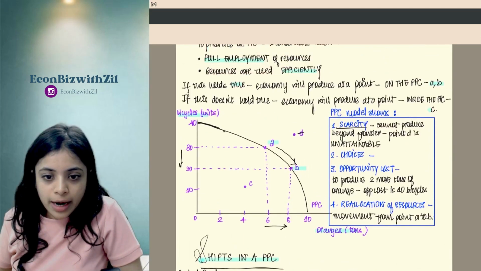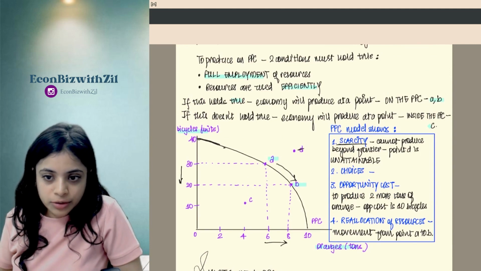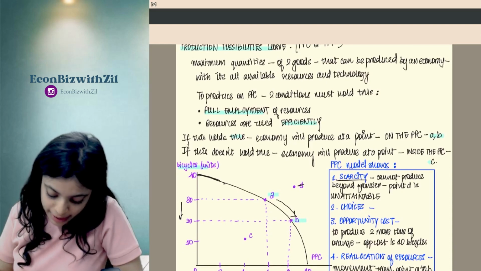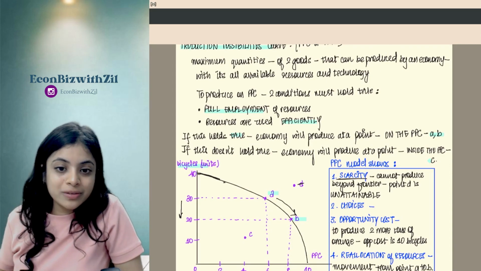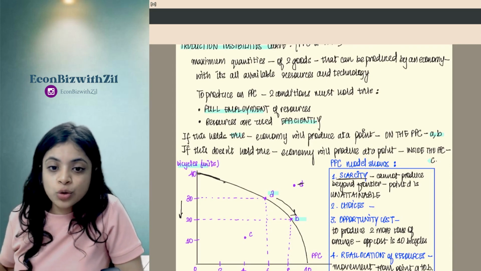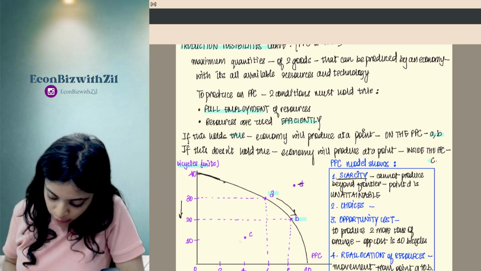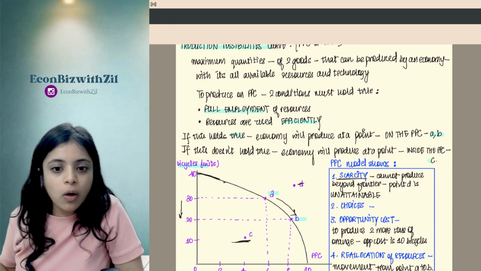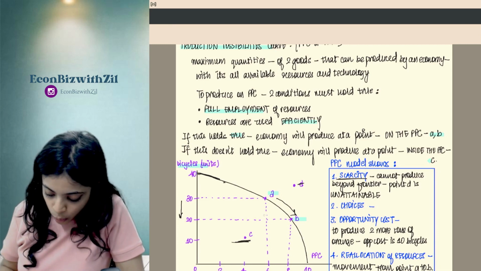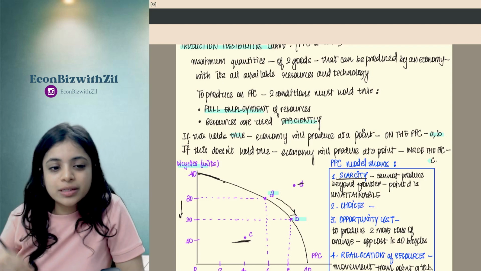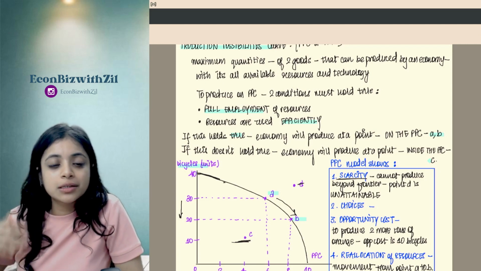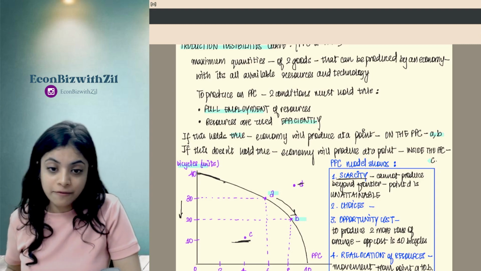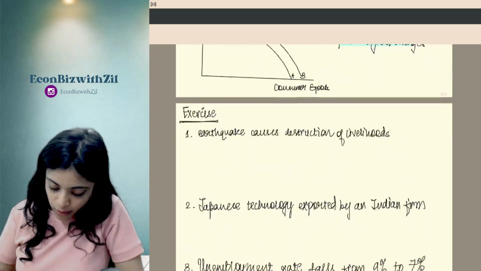Before that, there's one thing that I want to emphasize. I had mentioned that if the resources are not used efficiently, or if there is no full employment of resources, we function at point C. And mostly all economies actually function within the PPC itself, because there are some inefficiencies and some unemployment which exist in all economies whatsoever. Okay, so coming to your exercise.